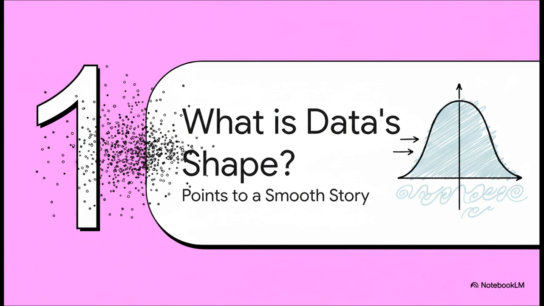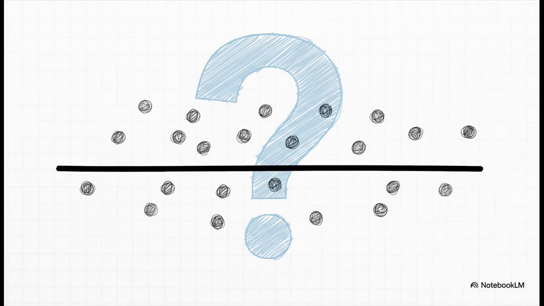Well, it's all about getting past those individual little data points to see the big picture, the distribution they came from. It's about taking this chaotic cloud of dots and turning it into a smooth, simple story that we can actually understand. Okay, let's make this real.